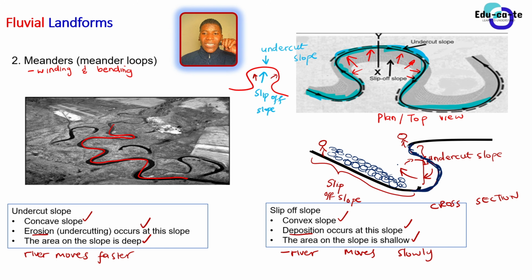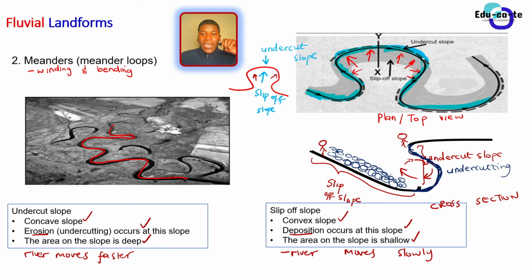So basically this is what happens. The major process happening at the undercut slope is undercutting, or you can say it is erosion, because undercutting is basically erosion. It's just that it is happening beneath the surface.